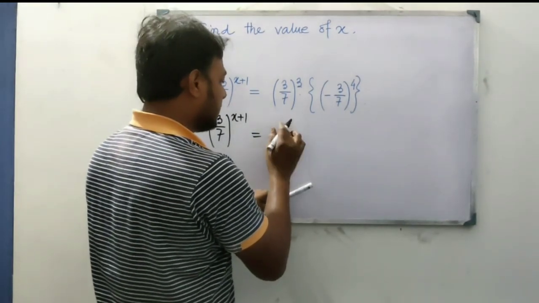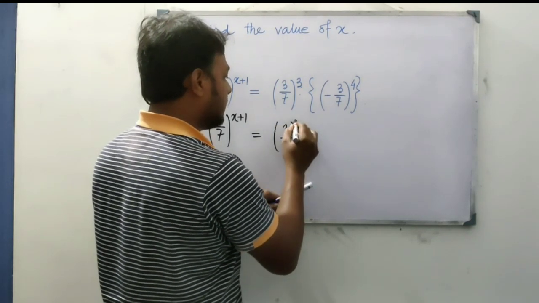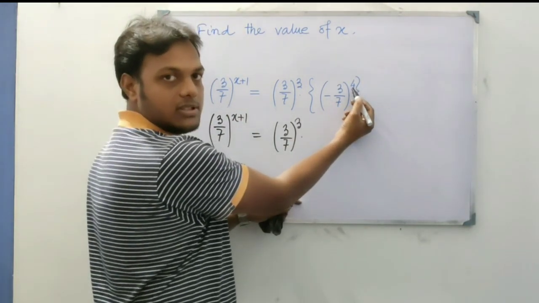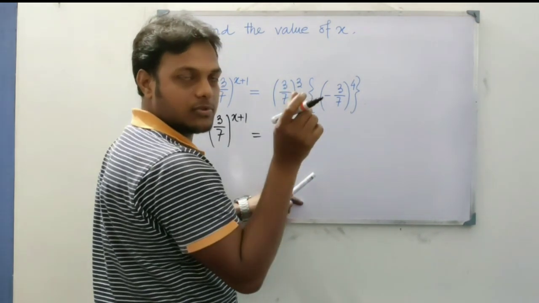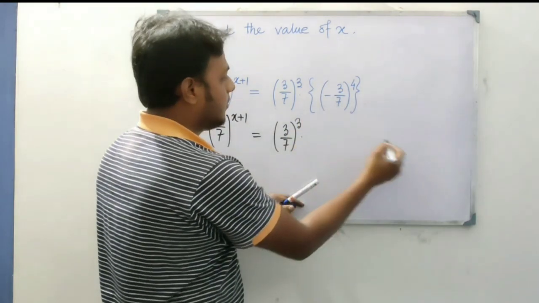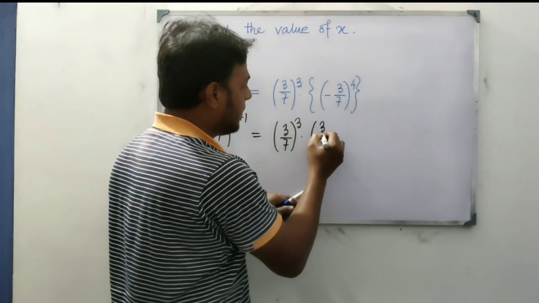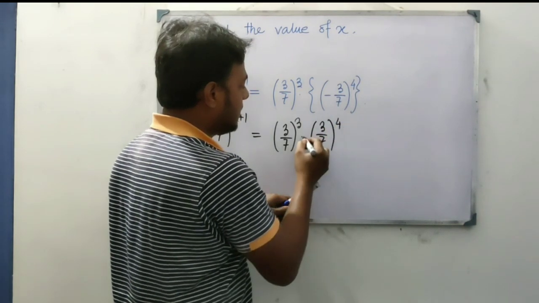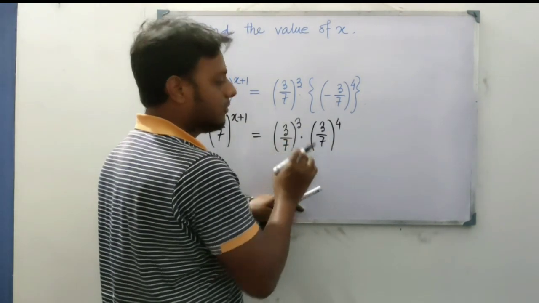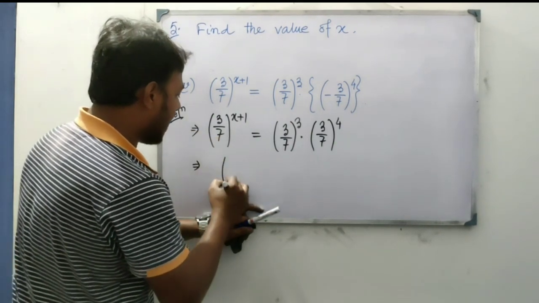So (3 by 7) to the power 3 is there, into, now this can be written as (-3 by 7) to the power 4. Minus to the power 4 means we have to multiply the minus 4 times. Minus into minus is plus, plus into minus is minus, and minus into plus again minus... since the minus power is even, it will become plus. So it will be (3 by 7) to the power 4. Now for the first exponent and the second exponent, they have the same base and they are in multiplicative form. So by the rule of exponents, we can add the powers.